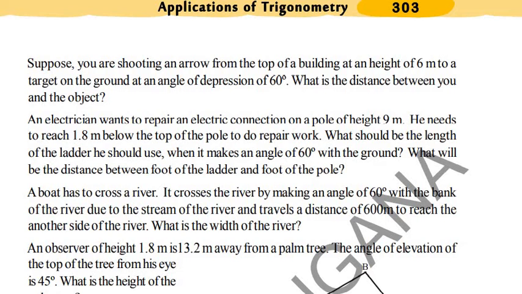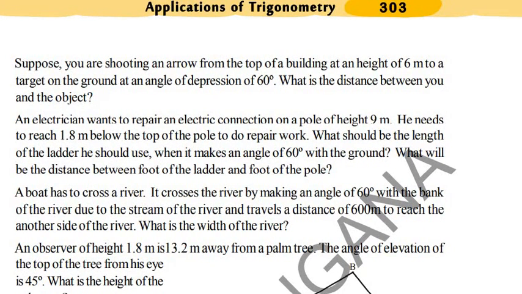Suppose you are shooting an arrow. Arrow, you know. Did you shoot any time? I also did shoot. Okay. Suppose you are shooting an arrow, small at the childhood. Suppose you are shooting an arrow from the top of a building of height 6 meters. Where are you now? Top of the building, to a target on the ground. Then what do we call, angle of elevation or depression? That angle is given 60 degrees. The diagram we will draw first.